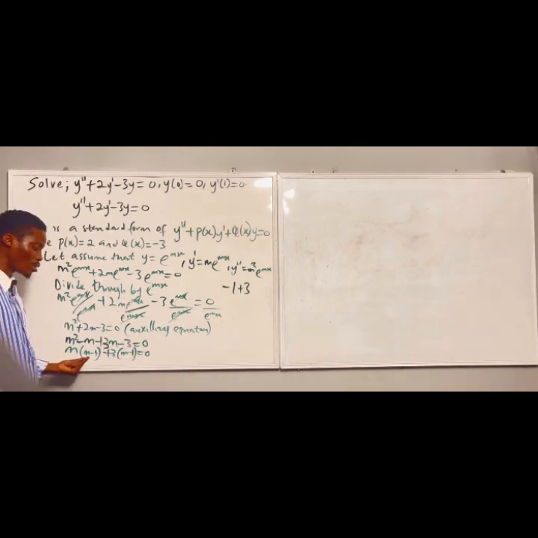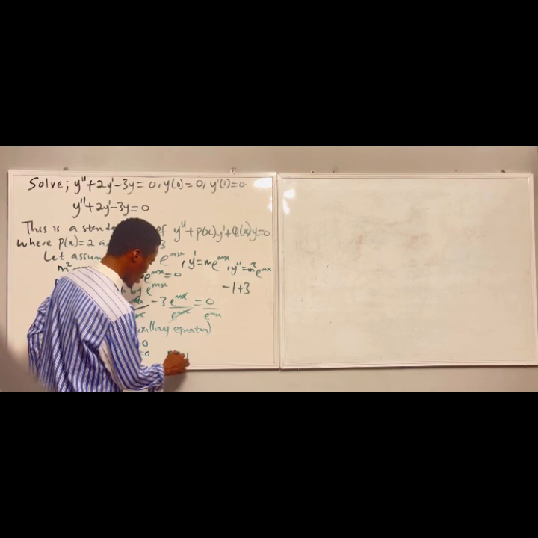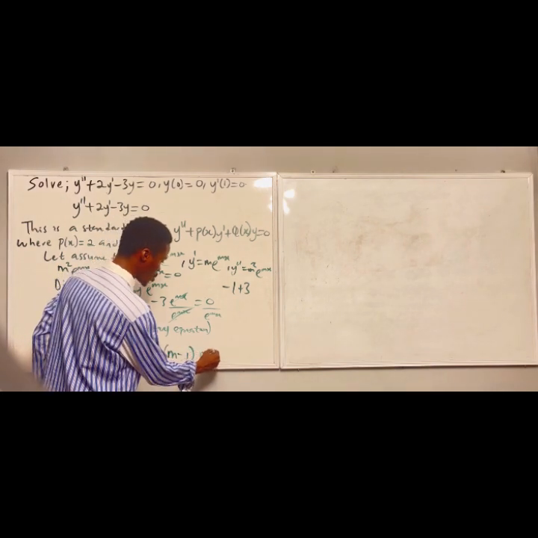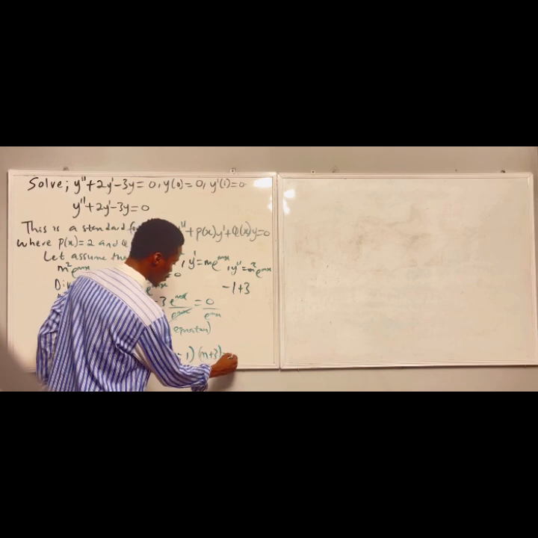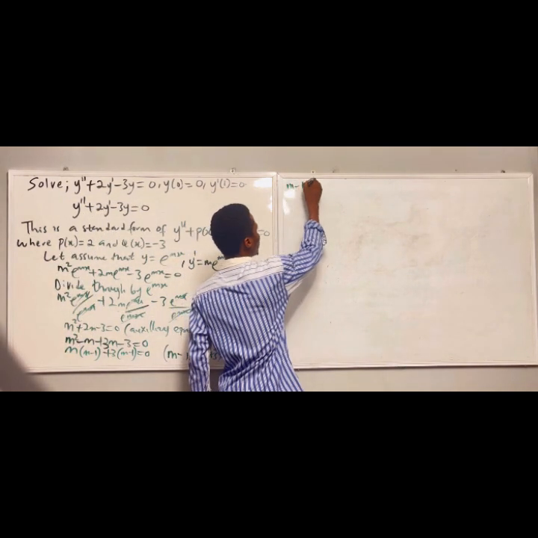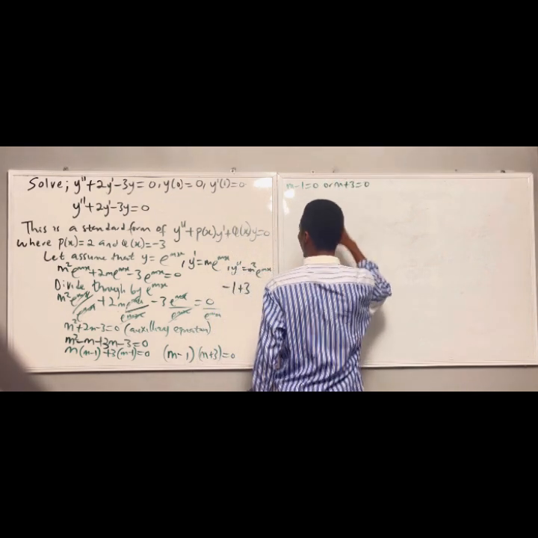You can see that this is common here, this is common here. Since it repeats itself twice and it is common term, I'm going to take it at once. So I will now take m plus 3. I'm going to have m minus 1 and then m plus 3 is equal to 0. Then I will now solve this. I'm going to have m minus 1 is equal to 0, or m plus 3 is equal to 0.